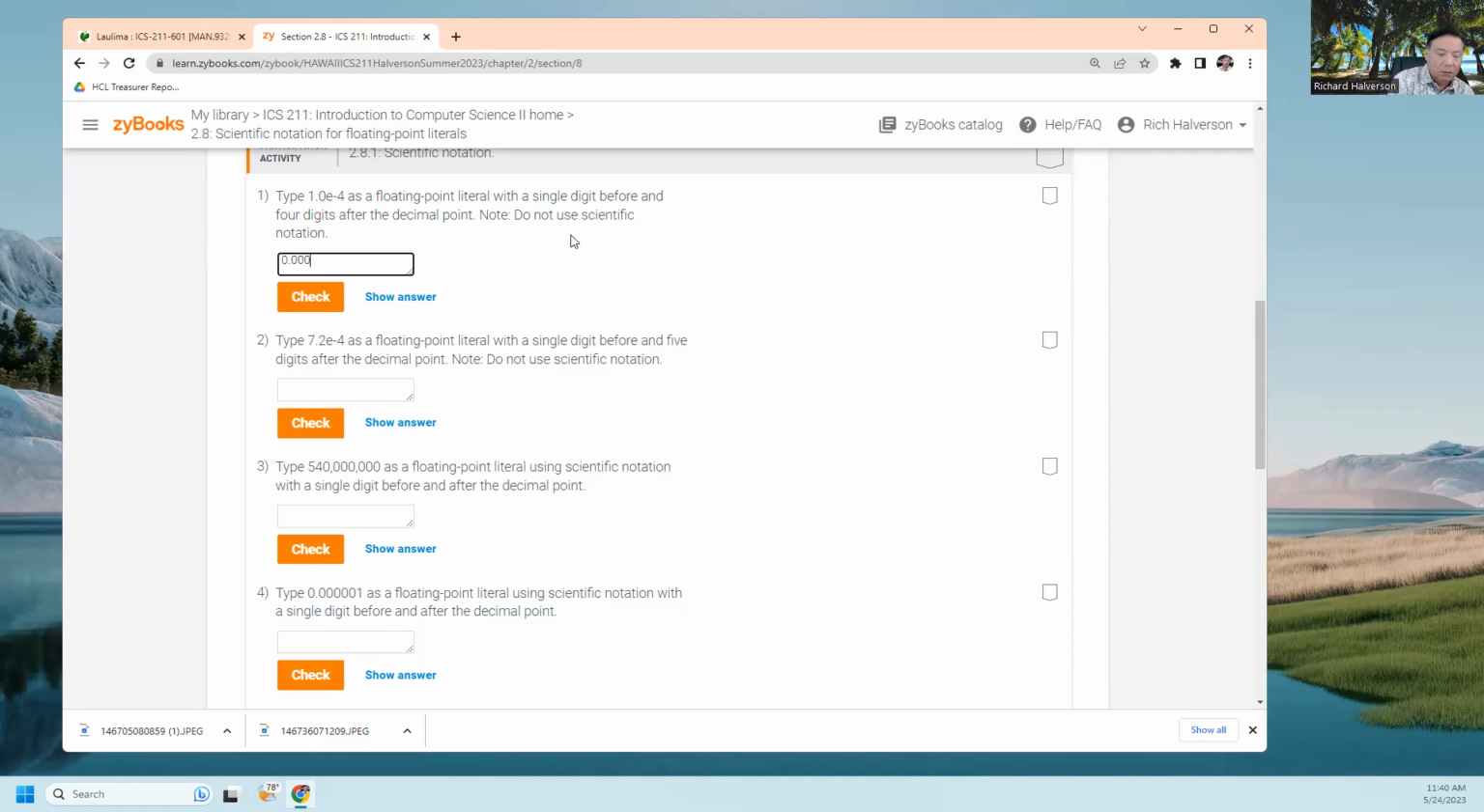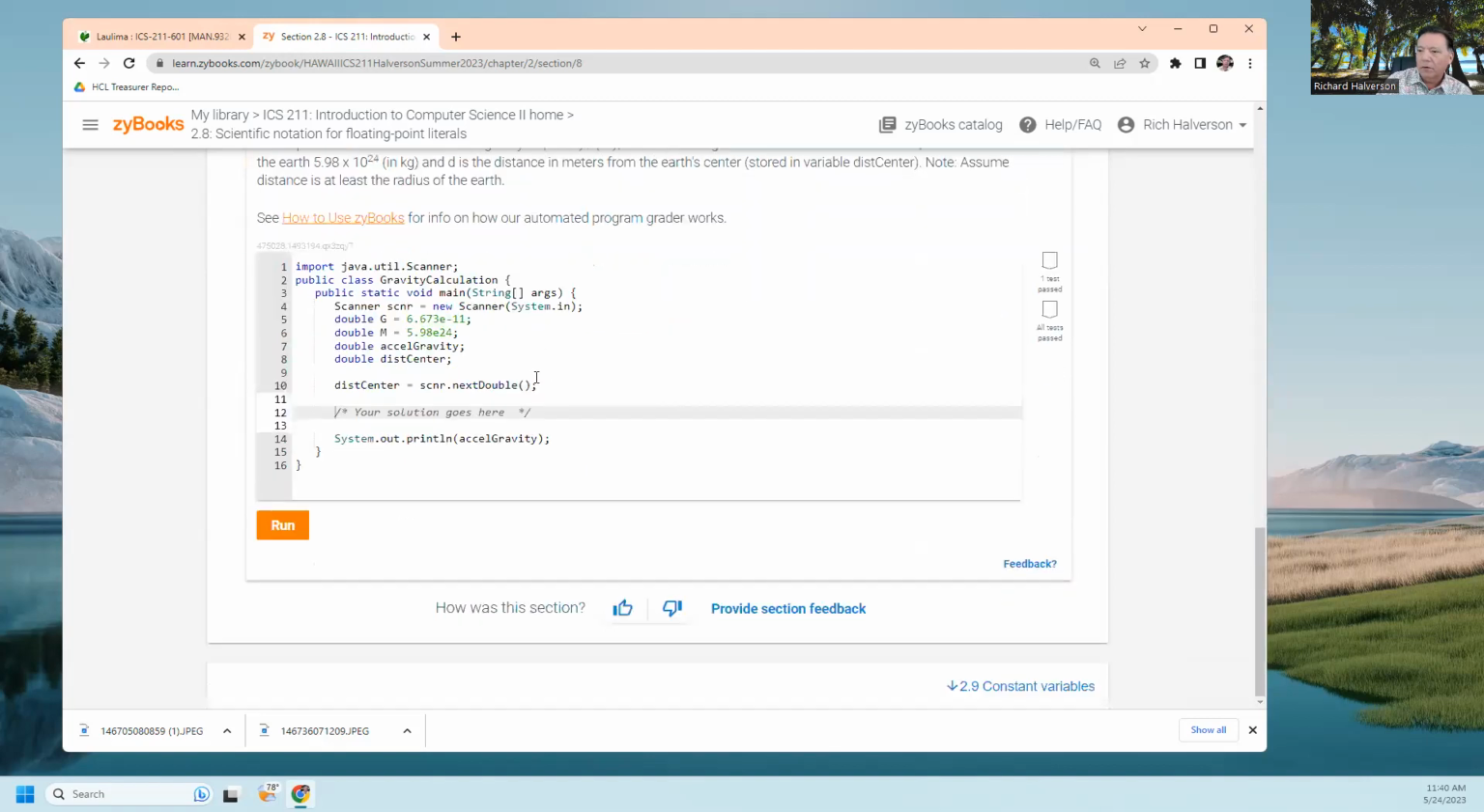0.123. So it's 10 to the minus 4. The decimal point is right here, and that would mean you go 1, 2, 3, 4. So that's what the minus 4 is. Is that the correct answer? Yes, it is. All right. So you go through. Oh, here's a challenge.